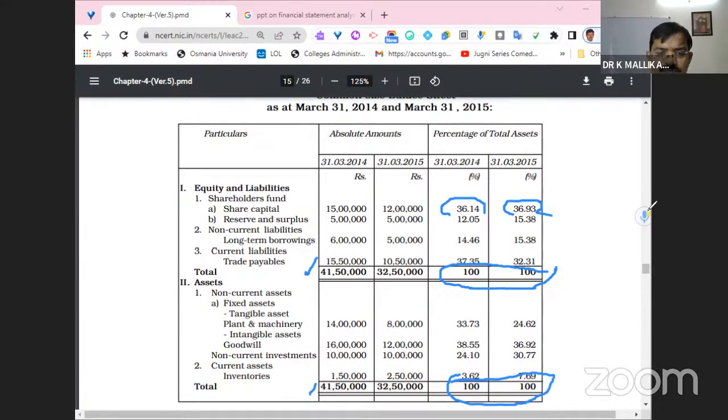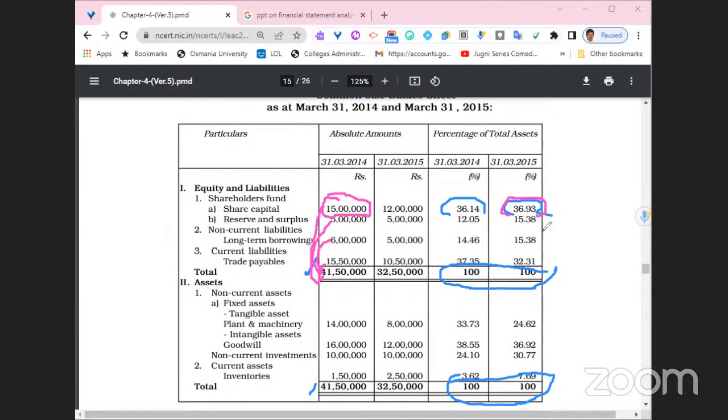ఎట్లా వచ్చింది పర్సెంటేజ్ నా? It's very simple. So how do we get this figure? 5 lakhs divided by 15 lakhs into 100. 15 lakhs divided by 41 lakhs 50,000. Next, 5 lakhs divided by 41 lakh 50,000. 6 lakhs divided by 41 lakh 50,000. 15,000 same. ఇది ఎట్లా వచ్చింది నాకు? 36%, 93%. ఇప్పుడు చెప్పండి, ఎట్లా వచ్చింది?